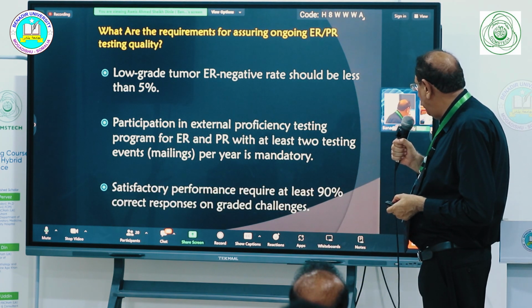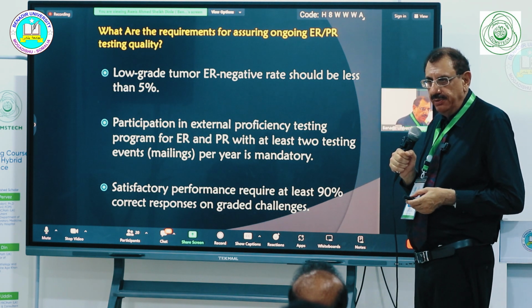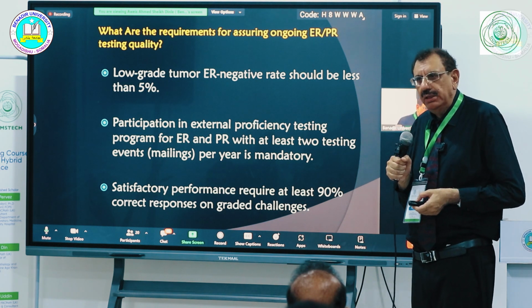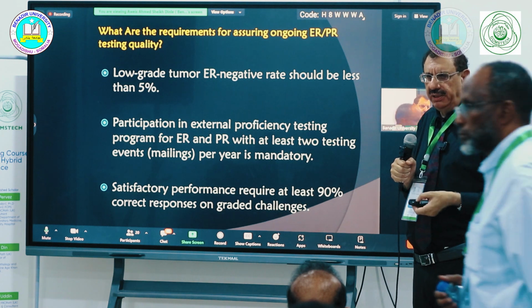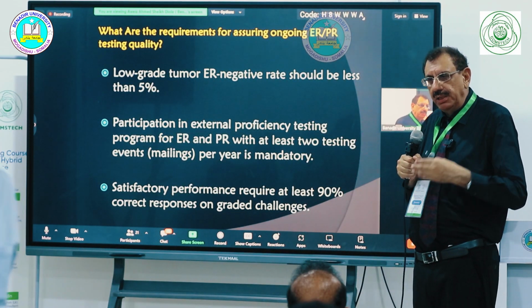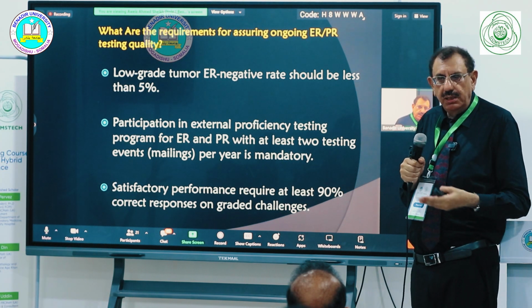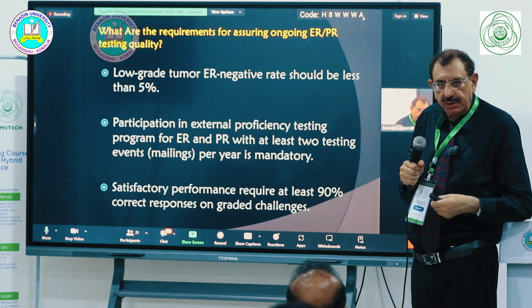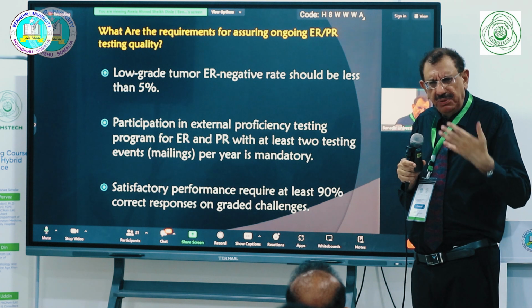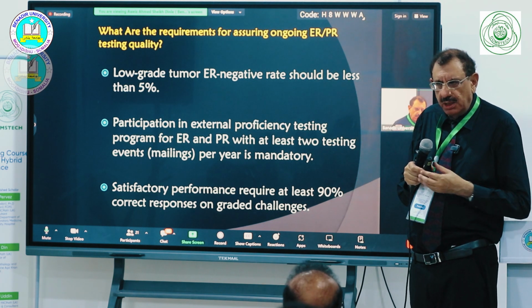Satisfactory performance requires at least 90% correct responses on graded challenges. Our lab is College of American Pathologists, CAP, accredited. But even before that, for at least 30 years, we participated in the CAP programs. They send the slides, which we stain and score, and then they give us the feedback. So we get them for ER, PR, HER2, and flow cytometry, in addition to surgical pathology and cytopathology.